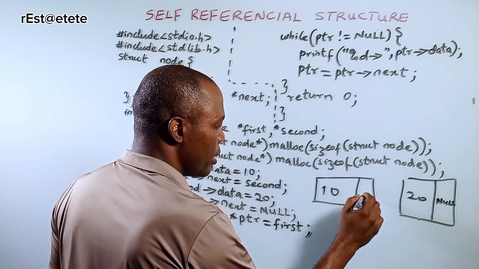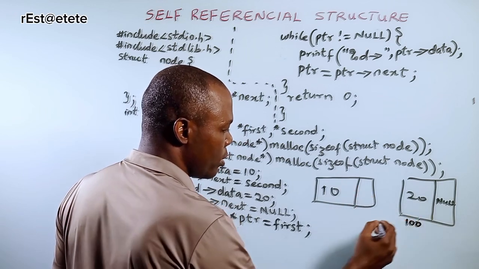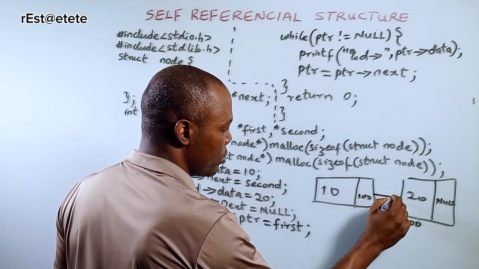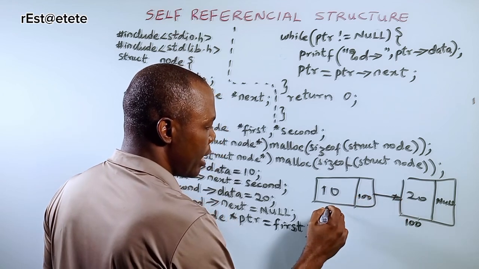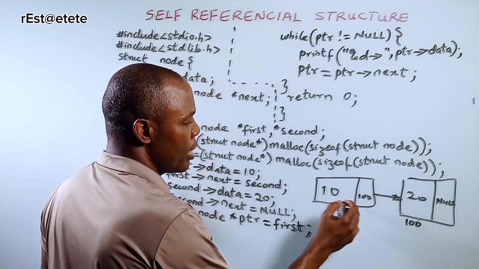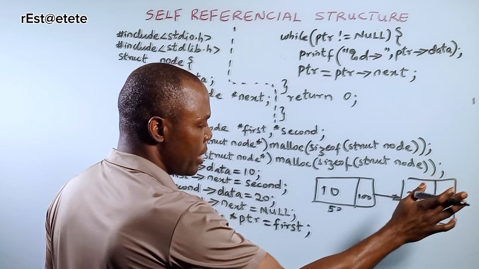So why is this one pointing? If the address of this one is 100, this place will be what? 100, meaning this is pointing to this, right? Now, if the address of this one is 50, just for the sake of the class, we are saying this. So this one is pointing to null, meaning that is the end.